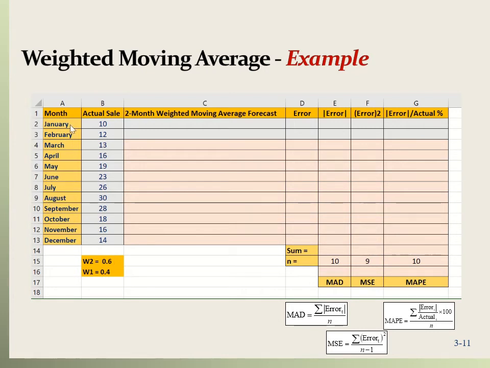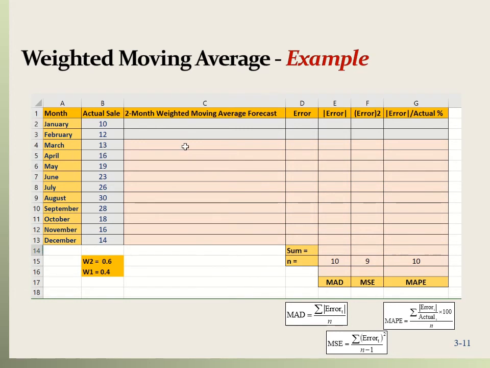So January is the oldest period here. Suppose that we want to start making a forecast. We're going to make a forecast for March. So for March, we're going to use February and January. February is the most recent one here, and January is the oldest one. So we're going to put the highest weight on February and the lowest weight on January. I have already decided on weights. These are the values for weights. W2 is 0.6 and W1 is 0.4. So W2 is for the most recent month, which is February, and W1 is for January.